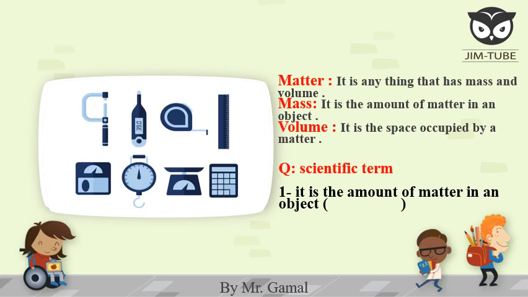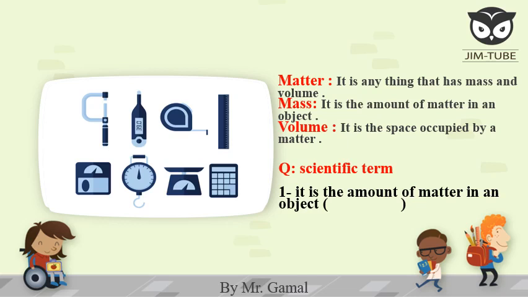Scientific term: it is the amount of matter in an object. What is that? It's mass. Okay. Scientific term: it's the amount of matter in an object. What is this? Mass. I can ask another question. It's anything that has mass and volume. What is this? It's matter. It's the space occupied by matter or an object. What's this? It's volume.